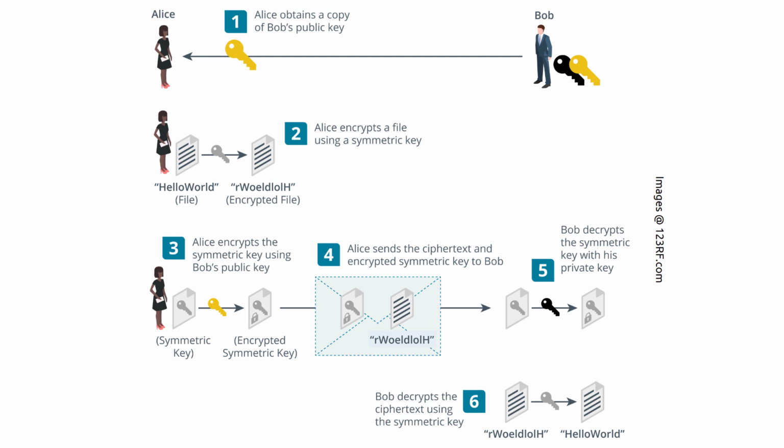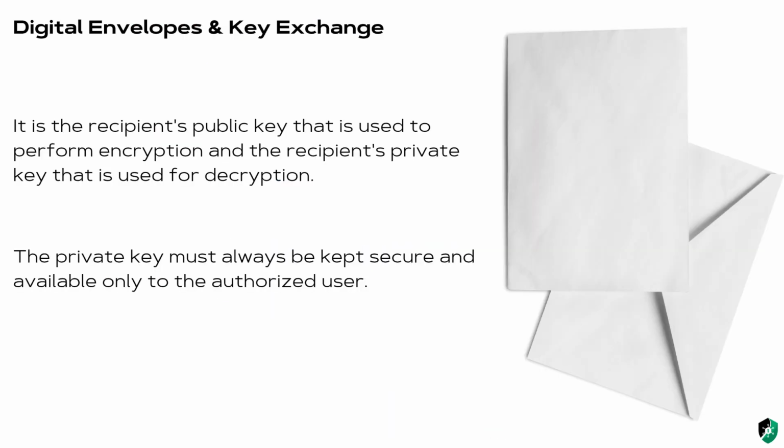And then number 4, Alice will then send the ciphertext and encrypted symmetric key to Bob. Bob will then simply decrypt that symmetric key using his own private key, and then Bob decrypts the ciphertext using the symmetric key. It's a little bit complicated, but if you spend some time to actually go through the process, you would understand it easily. Also, keep in mind that it is the recipient's public key that is used for the encryption, while the recipient's private key is going to be used for decryption. Also, the private key must be kept secure and available only to the authorized user. That's very, very important.